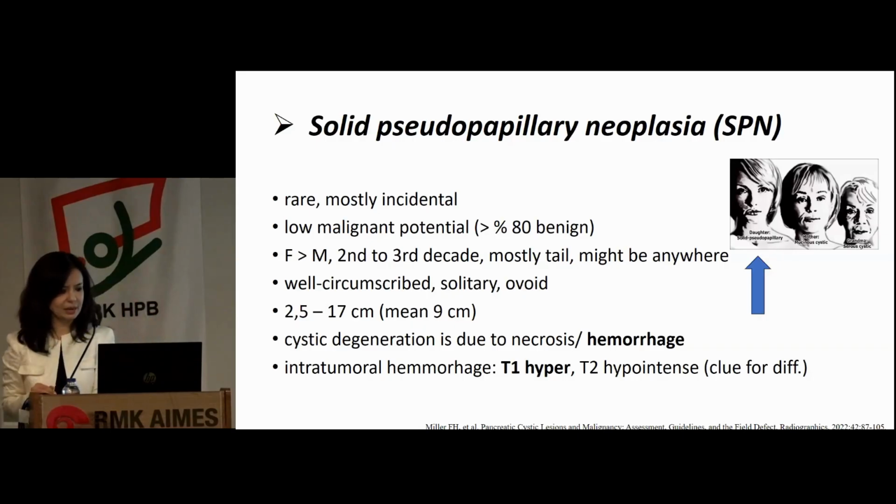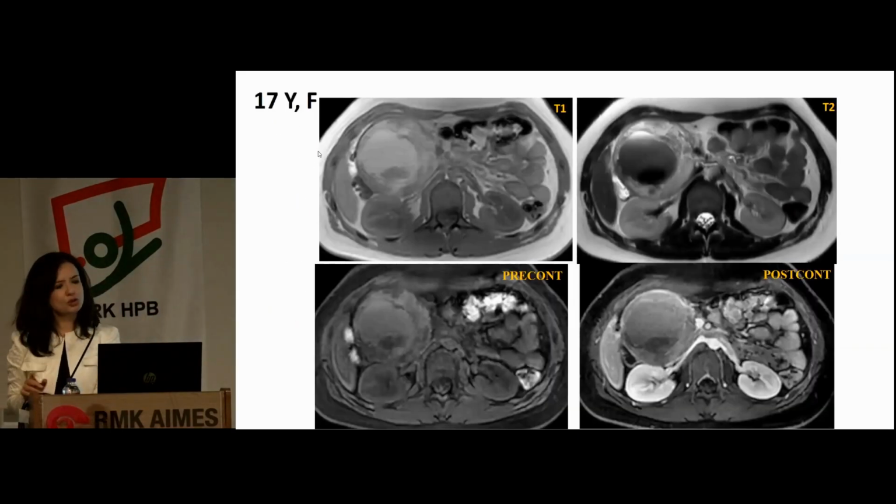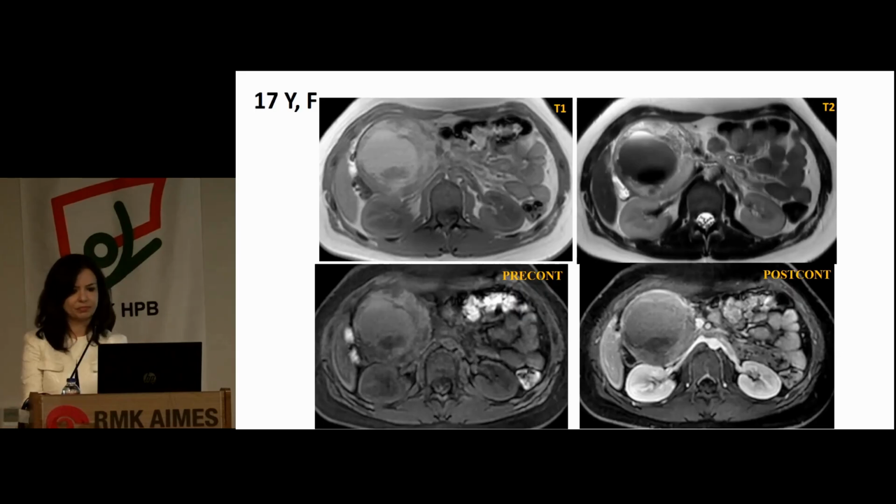Now, I will show you an example. Daughter lesion, young female patient, there is a big mass at the pancreatic head. In the central portion, there is a cystic component, and on T1, it is bright, and on T2, it is dark. It's typical for hemorrhage signal. And the solid components that enhance after contrast administration will be mostly located at the periphery in case of SPNs.